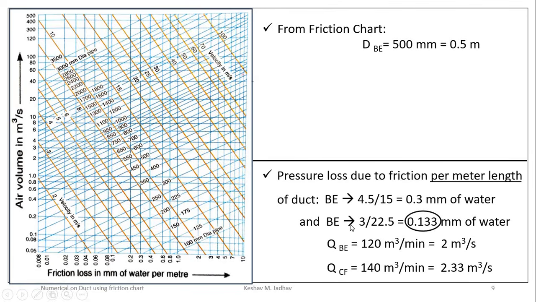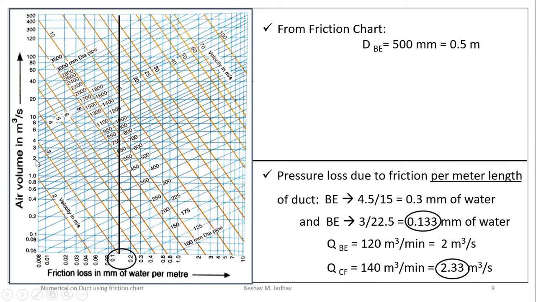Similarly for section CF, friction loss per meter length of duct is equal to 0.133 mm of water. So this point will be in between 0.1 and 0.2. If we draw at midpoint, it will be 1.5. So we will draw slightly on the left side. So this is the line for 0.133, and volume flow rate for branch CF is equal to 2.33 meter cube per second.